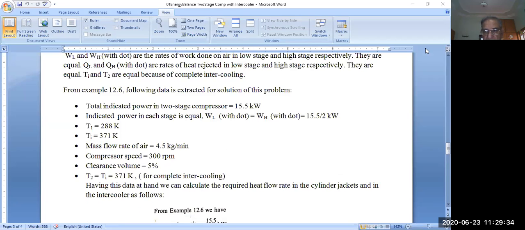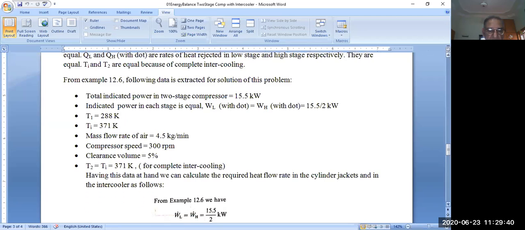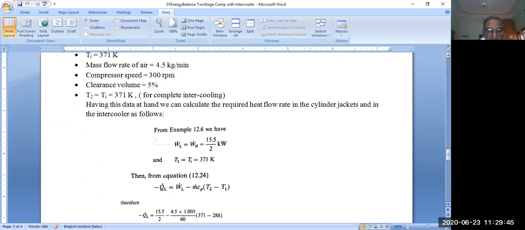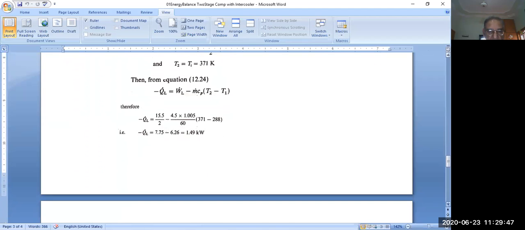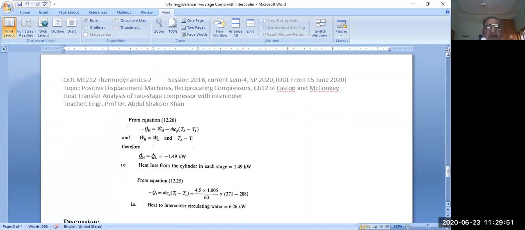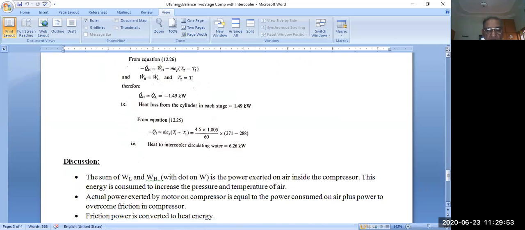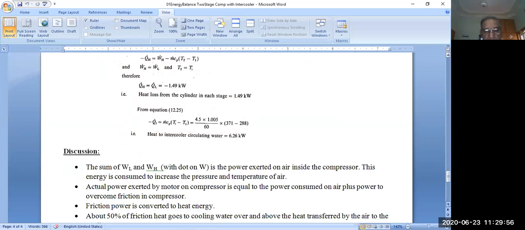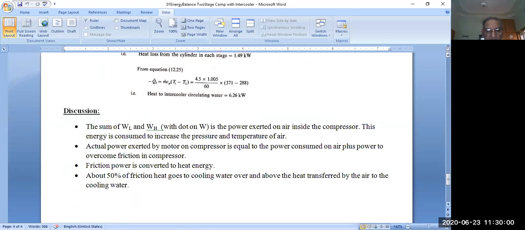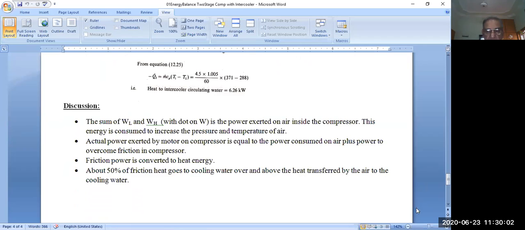Example 12.6 को repeat करने के बजाय उसने कहा कि उसका data use करो और अब बताओ heat rejected कितना होगा in intercooler. So वो सारा डेटा पहले लिखेंगे और उसके बाद ये फार्मूला वगैरह लगाकर you will calculate QL, then QH, and then QH is equal to QL. So you will calculate QI, which is heat rejected in the intercooler. So after that there is a discussion. इसको समझ लें, और वो discussion ये है.